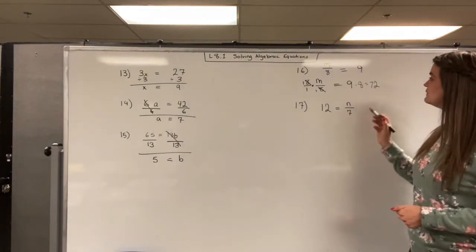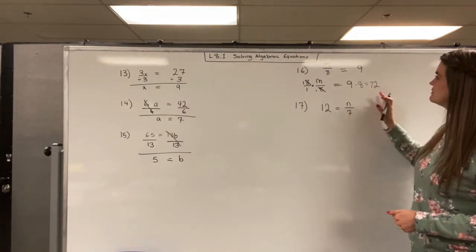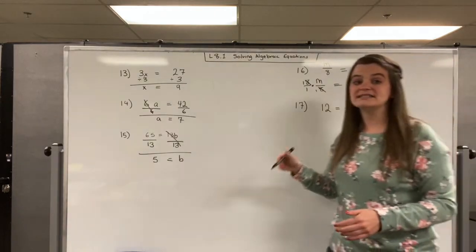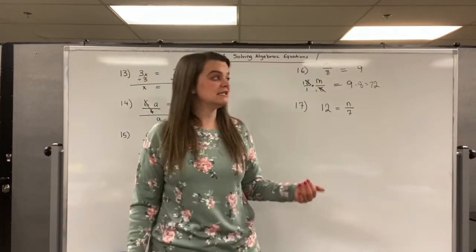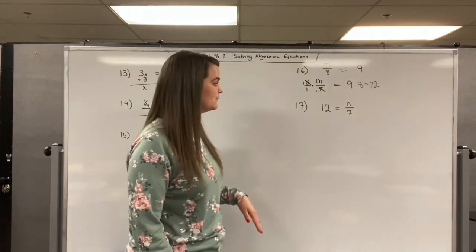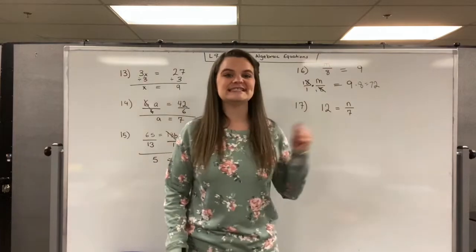Equals 72. And then we can double check that our problem is true by substituting it back for the beginning. So we had m divided by 8 equals 9. 72 divided by 8 equals 9. And so m must be 72. 17, go ahead, try 17 on your own.